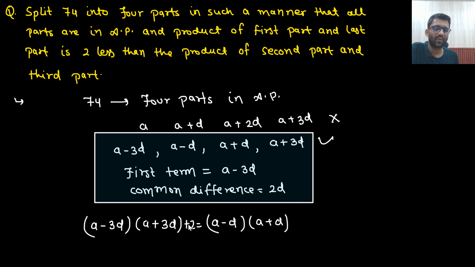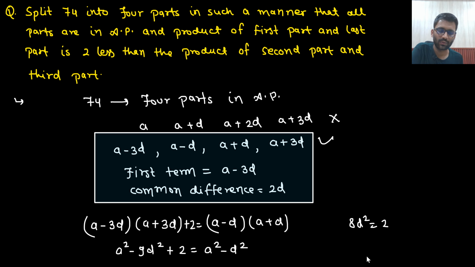So a minus 3d into a plus 3d, what that would be? A square minus 9d square, right? Plus 2. A minus d into a plus d, what that would be? A square minus d square. So a square and a square will get cancelled. So what you will get? 8d square is equal to 2. A square and a square getting cancelled. 8d square is equal to 2. So d is equal to 1 by 2. So d you are getting is 1 by 2.